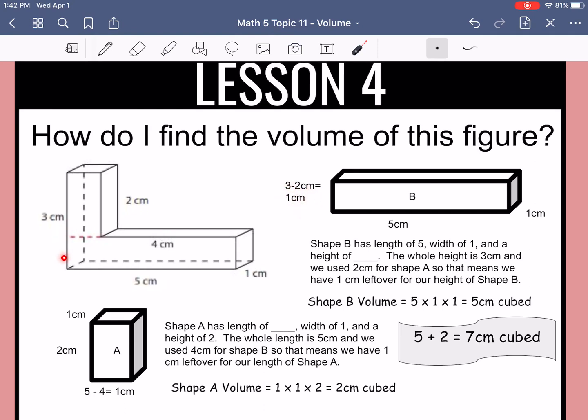So that means this piece here is 1 centimeter. Okay? So this little area here, this height here, is 1 centimeter tall. We did that because I took the whole height, and then I subtracted this piece, and that left me with the height of just B. Okay? Now, let me blow this up again.